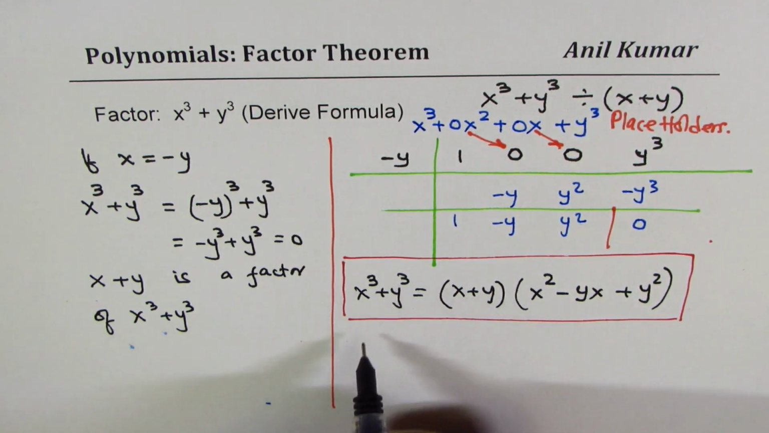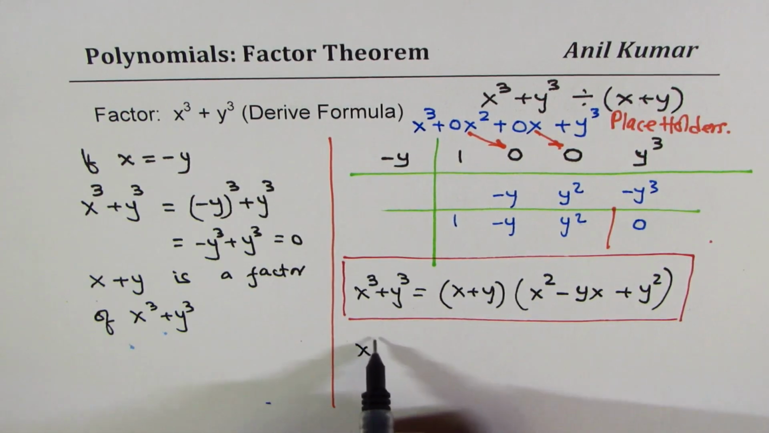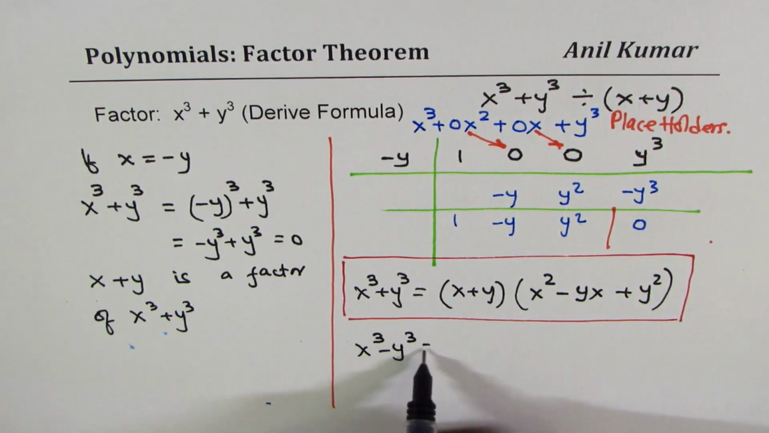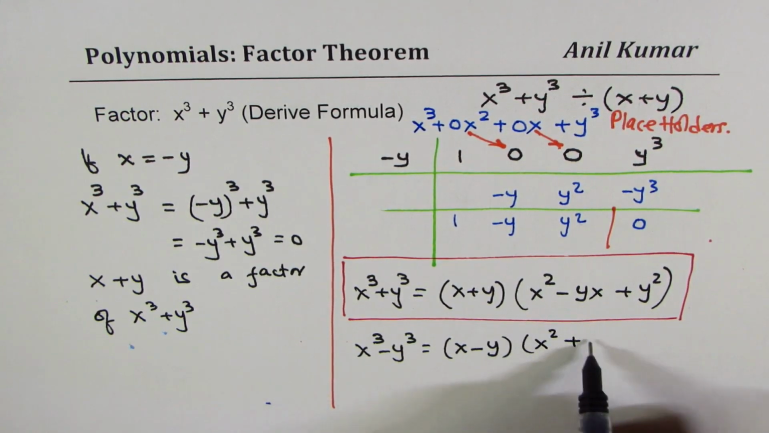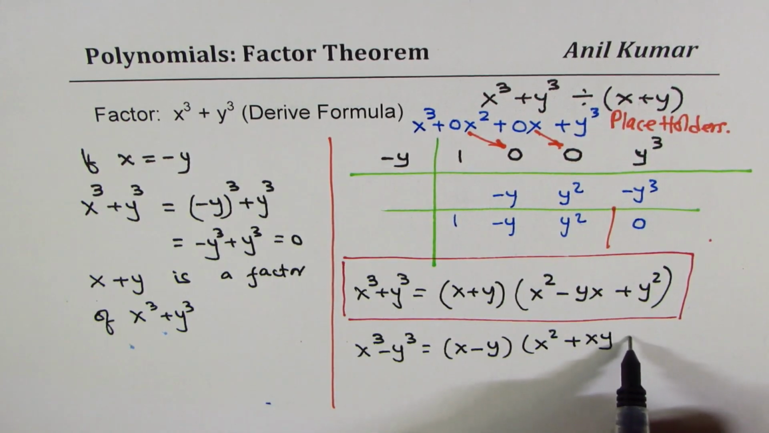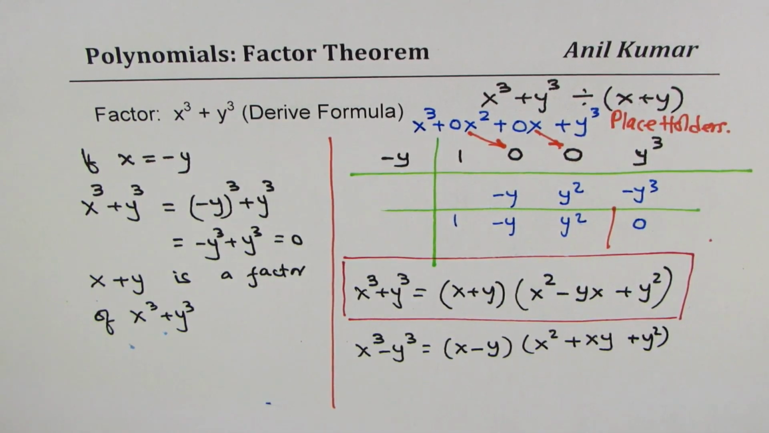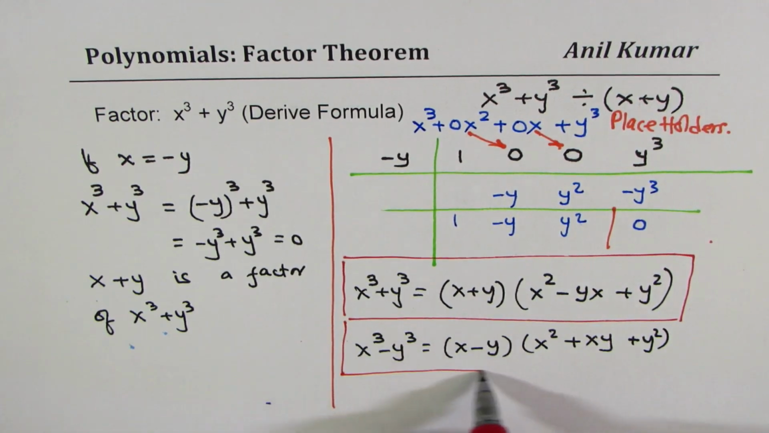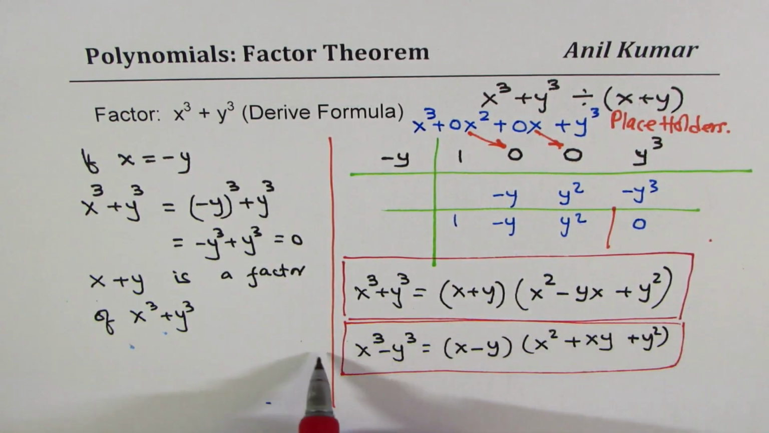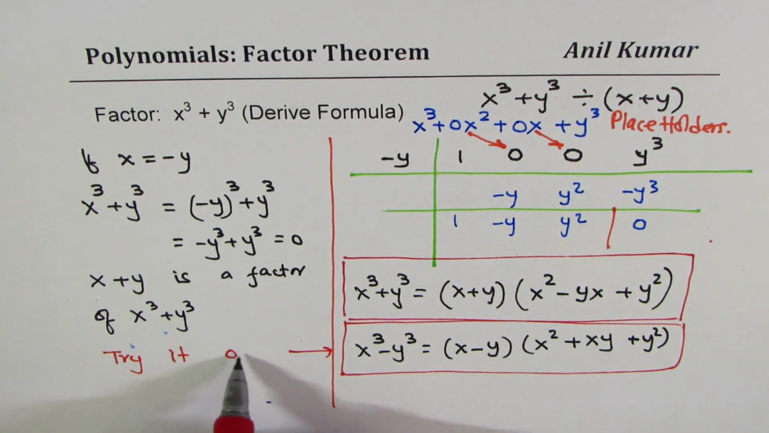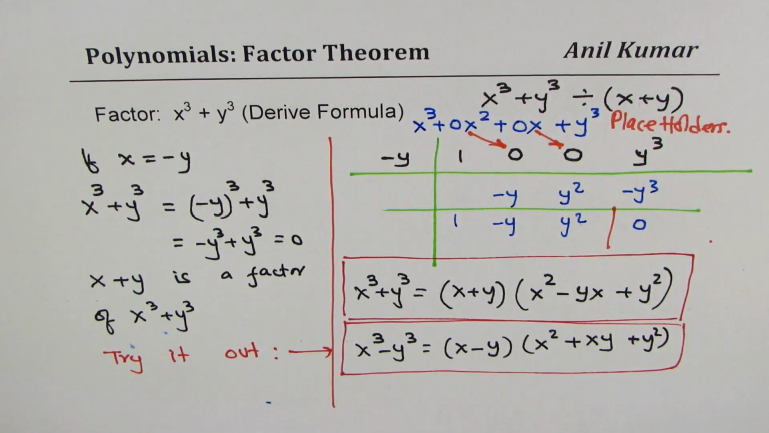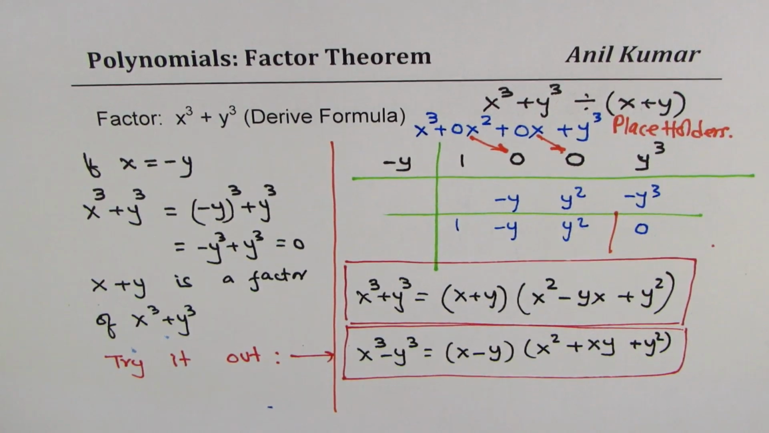Right? Similarly, you could derive the formula for x cube minus y cube. What you're going to get is x minus y times x squared plus, you could write this as xy, right? Plus y square. So that will be the second formula which you could derive. So let this be your exercise. So this is your try it out. Is it okay? Now we are going to use these formulas to factor polynomials. So let's take up the next example.